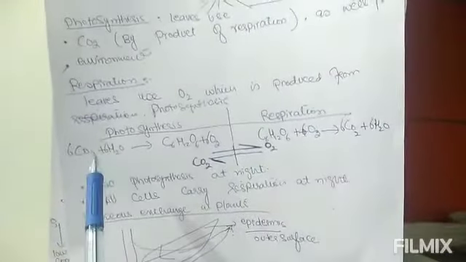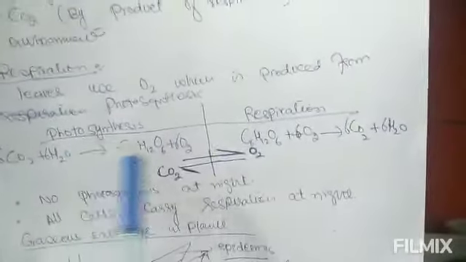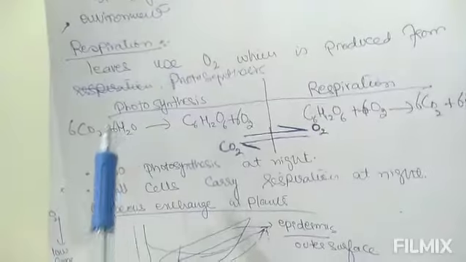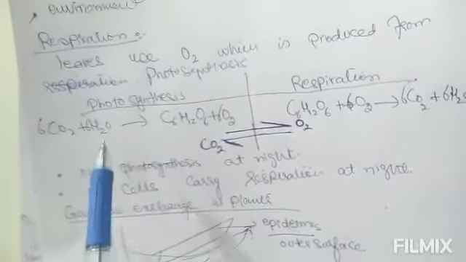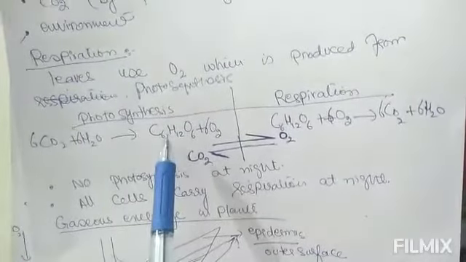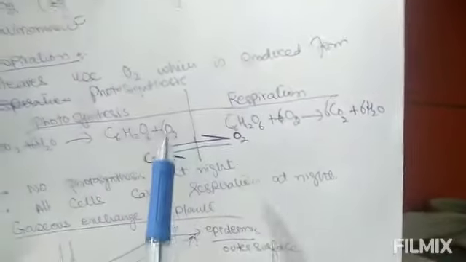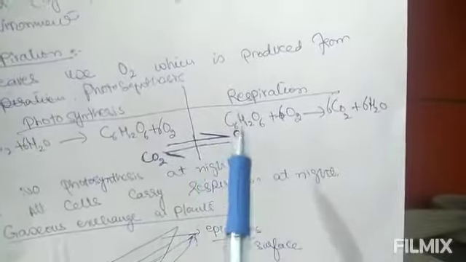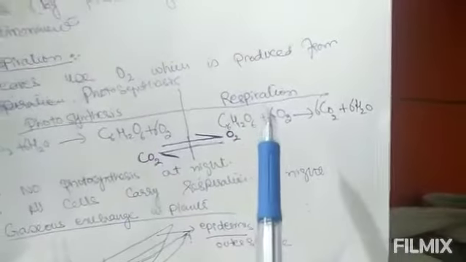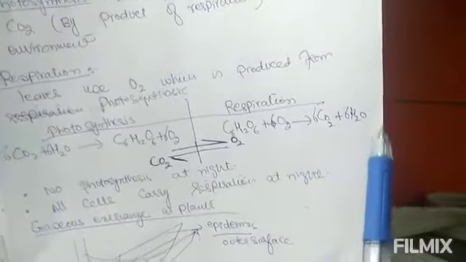So, for simplicity, I wrote these formulas to differentiate between photosynthesis and respiration. In photosynthesis, carbon dioxide and water react together to make glucose as well as oxygen. However, in respiration, oxygen and glucose, these two molecules, are utilized and converted again into carbon dioxide and water.